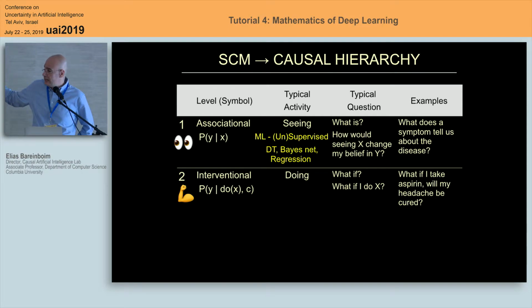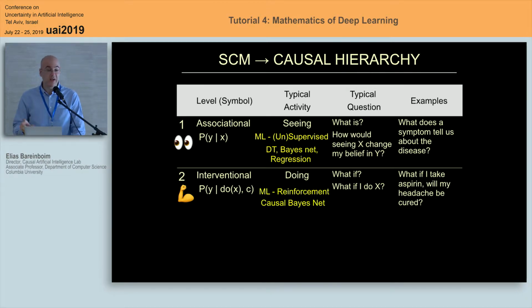Now we have a second layer, or second type of distribution, the one I showed on the right side in the previous slide. That's called the causal or interventional distribution. Symbolically, you write P of Y given do X equals small x, comma C, where C is the set of covariates or context. It's related to actions or doing. What if I do X? What if I take the aspirin? Will my headache be cured?